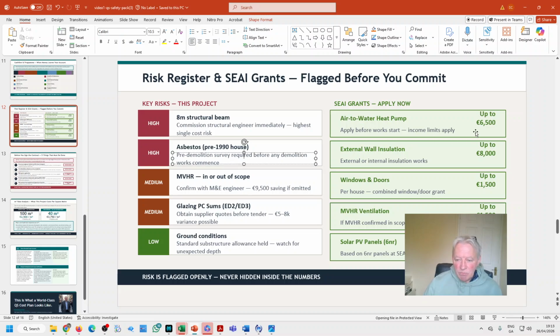So air to heat pump is now up to 12. I'm going to do a video on this because this is new. Now up to 12.5 grand. External insulation, windows, mechanical, solar panels. But the one thing that you've got to realize, this is only for the proportion of the house that is pre-existing. This is not for new builds.